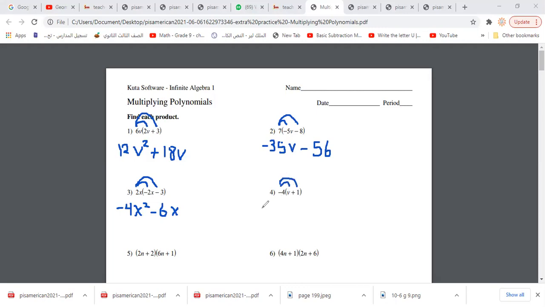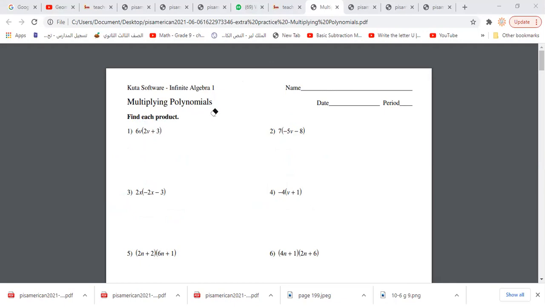Negative 4 times V, it will be negative 4V. Very good. Negative 4 times 1, it will be negative 4, and that's it. Okay. What about if we have two different parentheses? We have two different ways. The first way, I'm going to explain today, is how we are going to multiply when you have two parentheses.